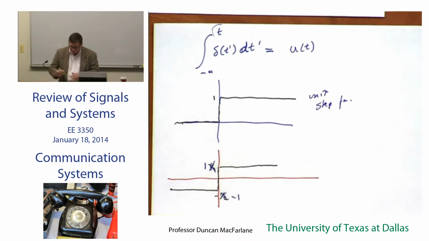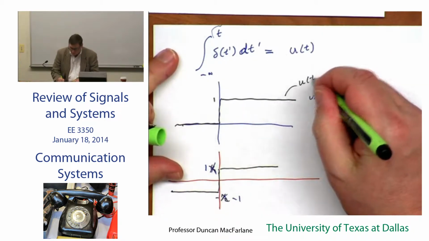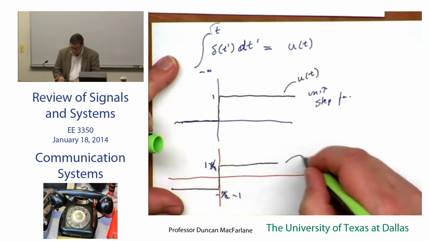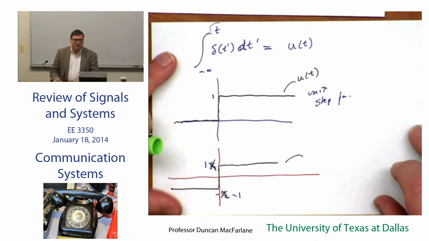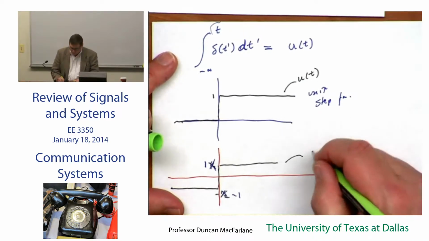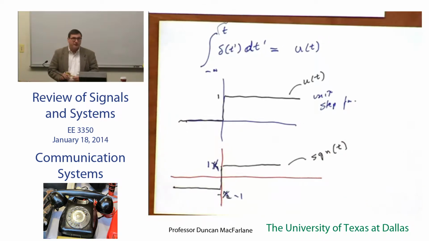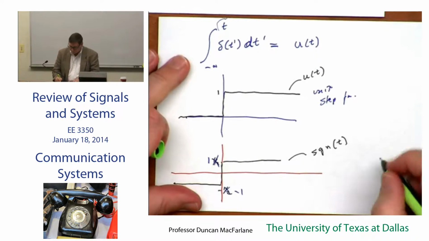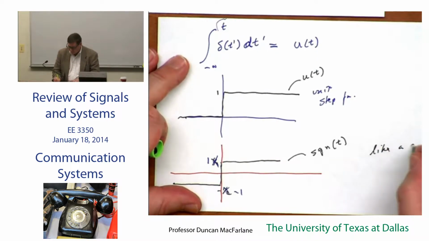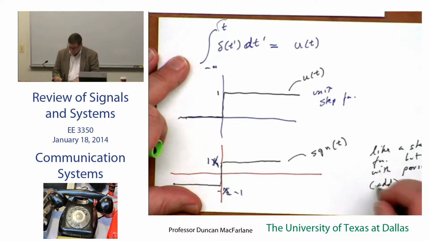And if this is the step function u of t, then this new function, which we made just by shifting the step function, is called the signum function of t. Like a step function, but with parity, odd parity. Okay?